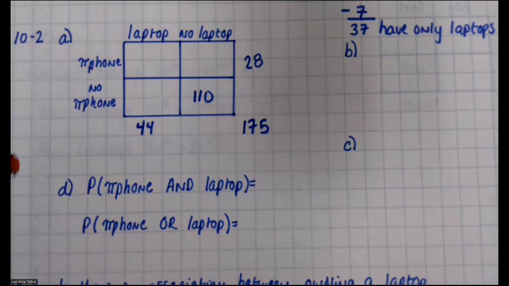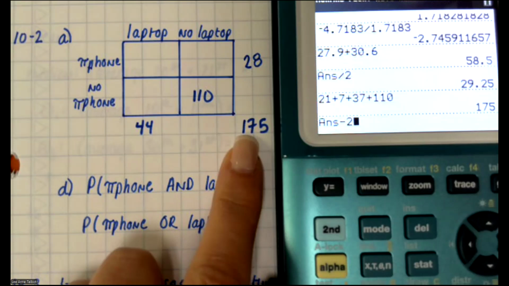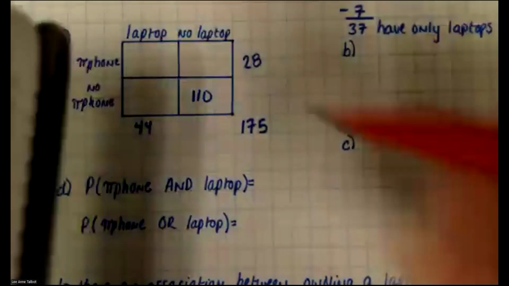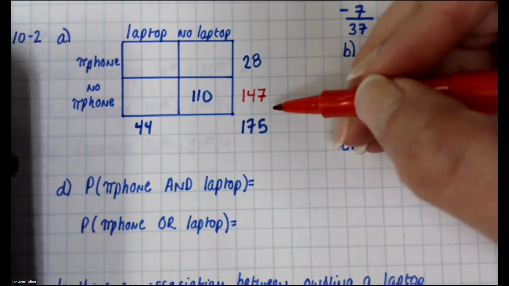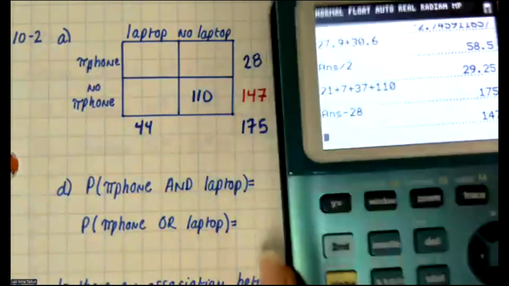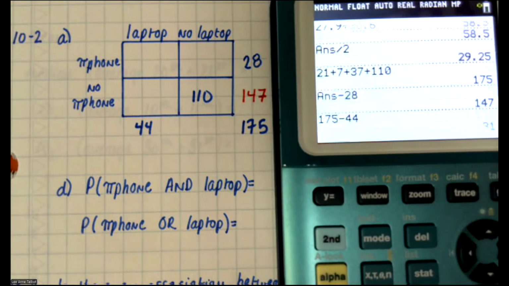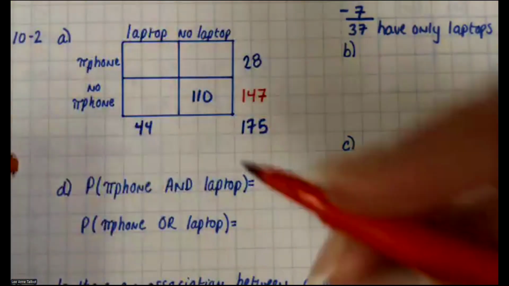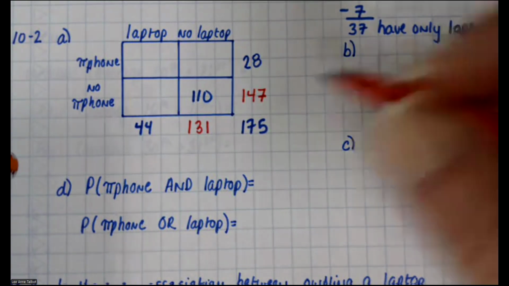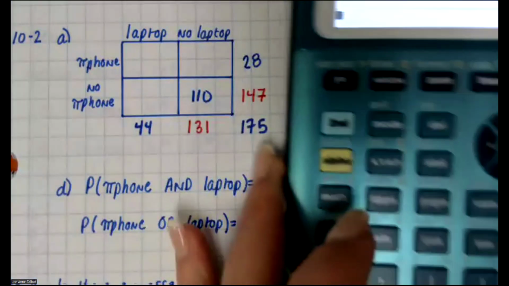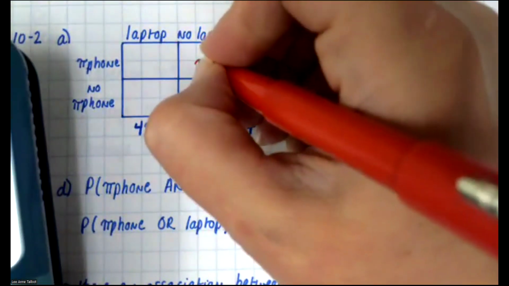And then what we have to do is subtract to find the rest of the numbers. So I'm going to say 175 minus 28 is 147. So if 28 students had a Pi phone, that means 147 students did not have a Pi phone. I'm going to do 175 minus 44. That gives me all the students that did not have a laptop. And then I'm going to do 131 minus 110. So this box has to be 21.